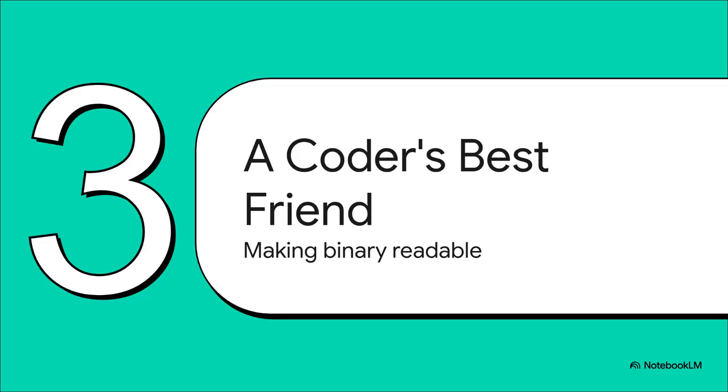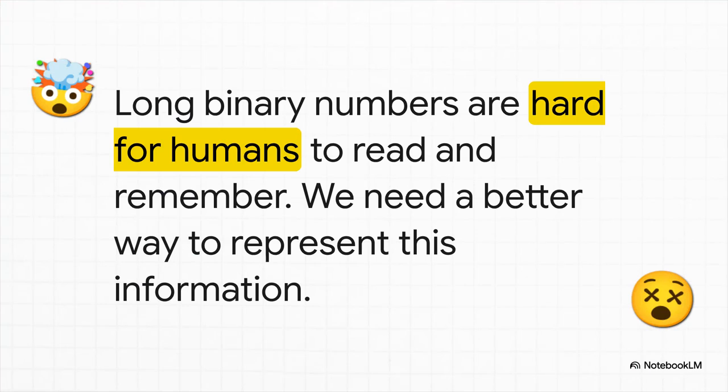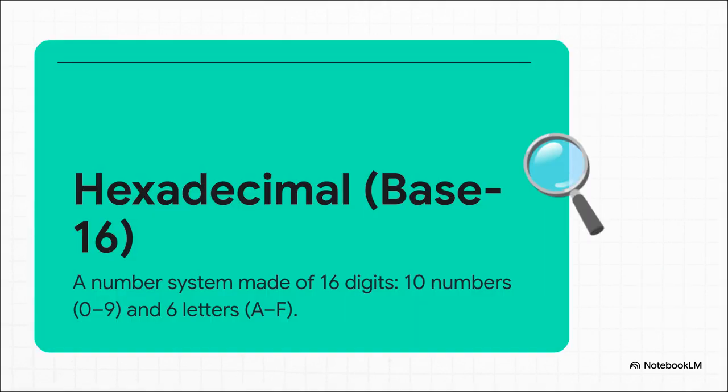Computers are perfectly happy with binary. But for us humans, trying to read a long string of ones and zeros is a total nightmare. I mean, can you imagine trying to find a typo in a 24-digit binary number? No thanks. This is a pretty big communication gap, right? We need some kind of bridge, a way to squish that long binary information into something our brains can actually handle. And that's where hexadecimal comes in.